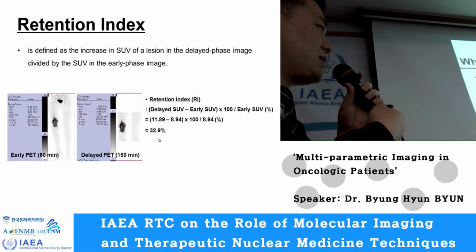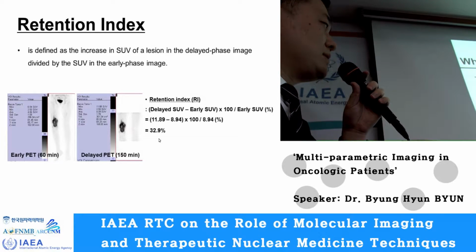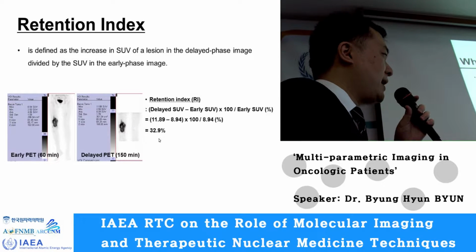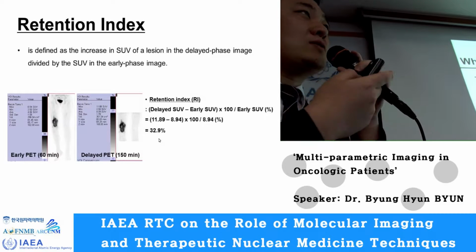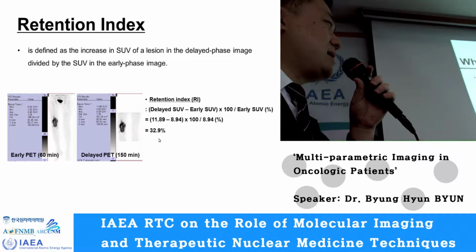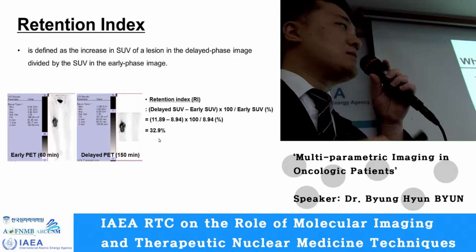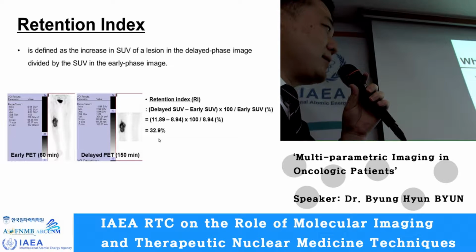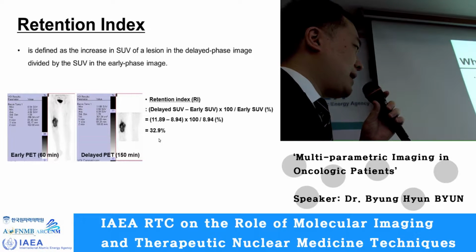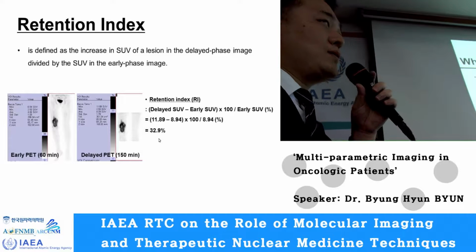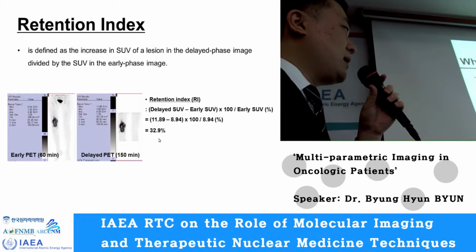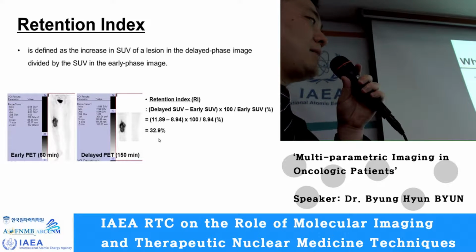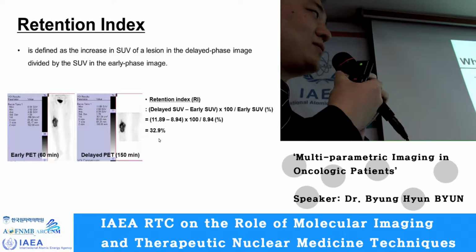If FDG moves into the cells via the glucose transporter located in the cell membrane, we can calculate the SUV, and it represents the activity of the glucose transporter. But to produce ATP in malignant cells, it should be phosphorylated by hexokinase 2. So in addition to the glucose transporter, hexokinase 2 is also very important to maintain the malignant tumor.